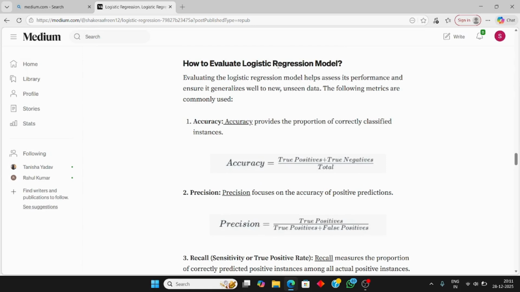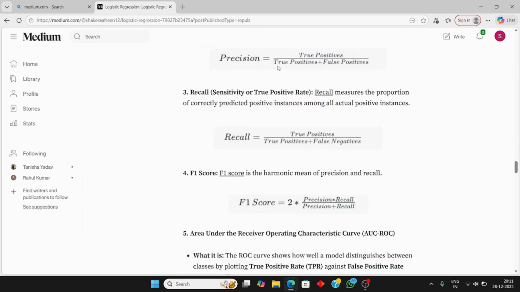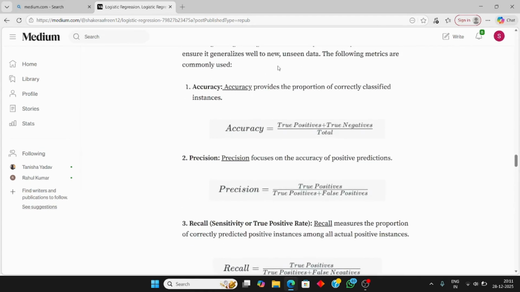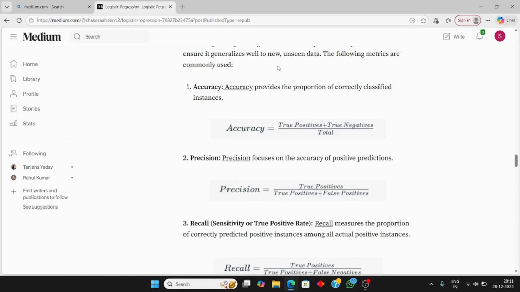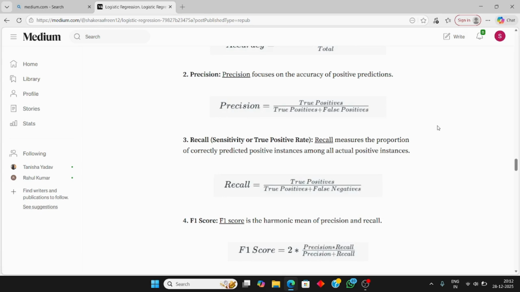Here we have the evaluation of logistic regression: accuracy, precision, and recall. What does accuracy mean? It is the proportion of accurate predictions among all predictions. The formula of accuracy equals true positive plus true negative upon total. For precision we have true positive divided by predicted positives. Precision focuses on the accuracy of positive predictions.